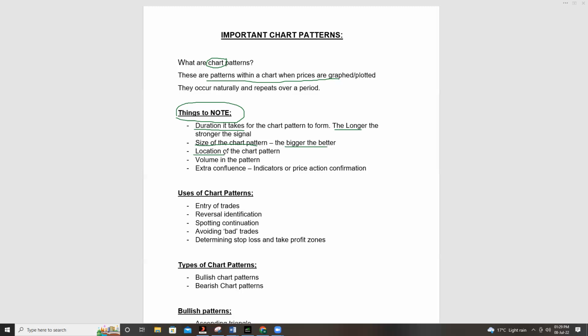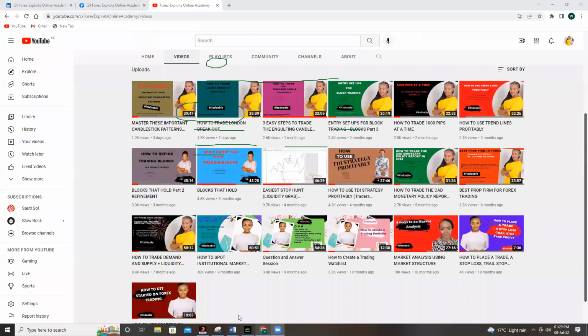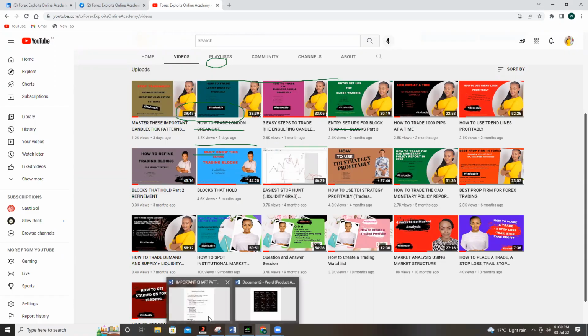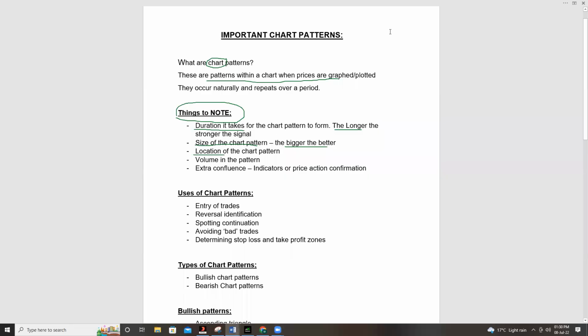So as much as you may be excited about learning chart patterns, also get the same excitement watching the first video, which is very important. Be very excited watching the first video on how to get started, so that you may understand the 3 stages of a trend. Very important.